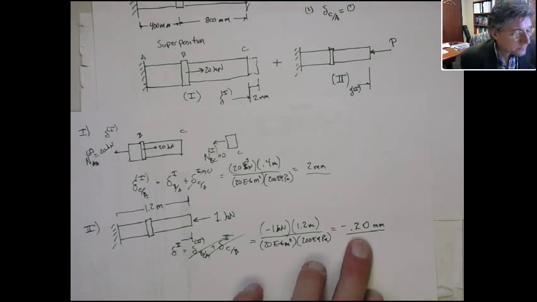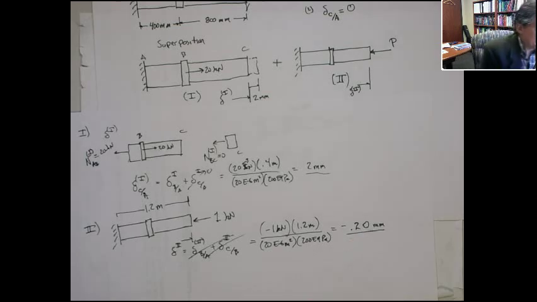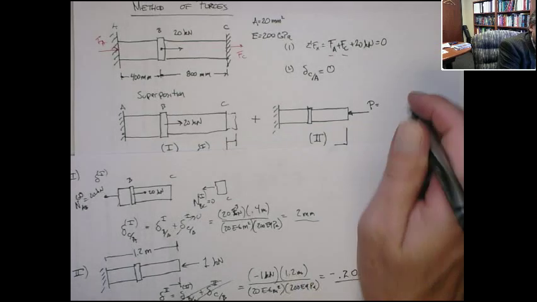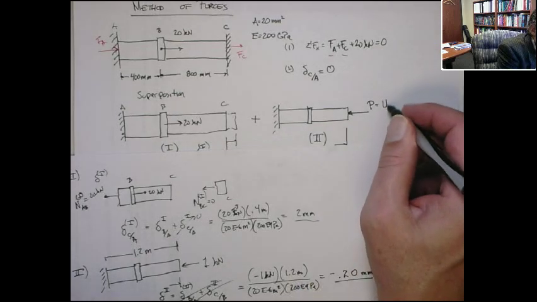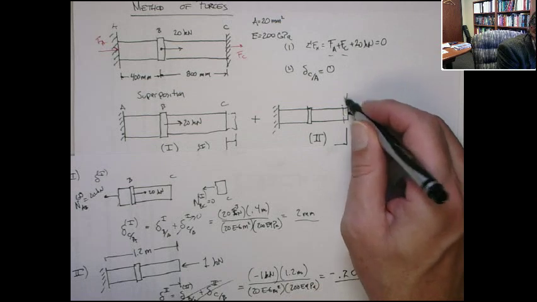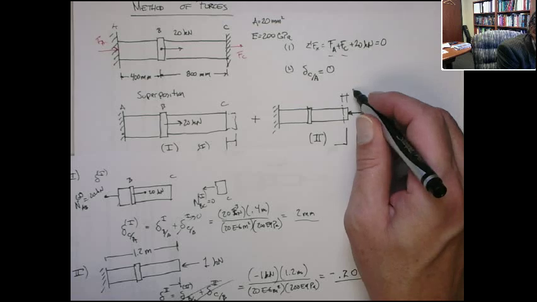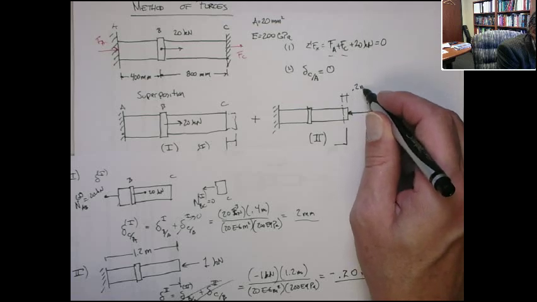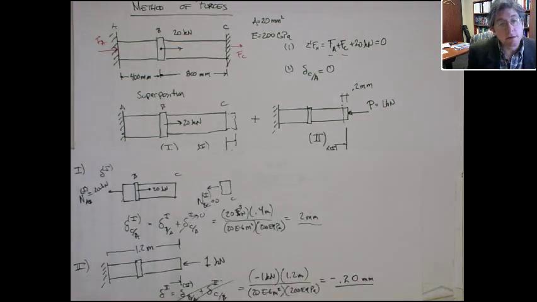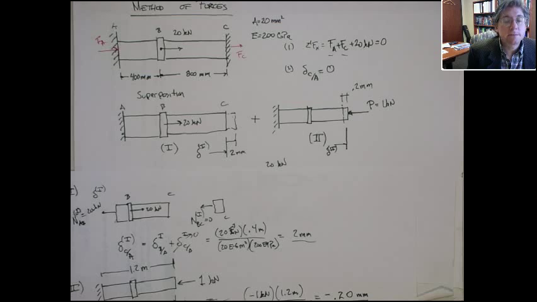So you can see this head moves in. We assume that this load here is equal to 1 kilonewton. This means that this head moves in 0.2 millimeters.